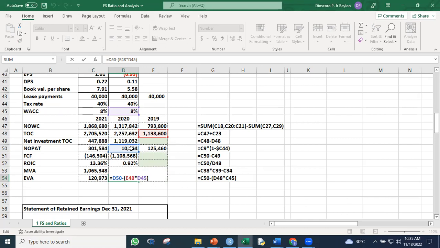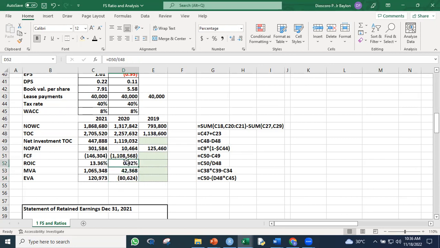The NOPAT was very low, and then you have a beginning capital that's high, 1.14 million. Multiply that by the weighted average cost of capital. The charge on capital was 91,088, and the NOPAT was 10,464. So the NOPAT was lower than the charge on the capital. That's why for 2020 we're getting a negative EVA, which means value was destroyed, which compares with your ROIC. ROIC is 0.92, less than 8%, so value was destroyed.